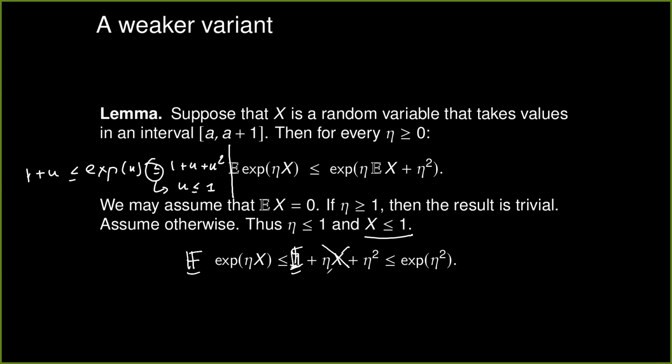And what we see is that this one falls out, and so this thing is bounded by 1 plus eta squared. And now we use this one. So why does this inequality hold? Well, we assume that eta times X is small, so this is very well approximated by 1 plus eta X and then its quadratic term. And then we can just move it into the exponent, and we are good.